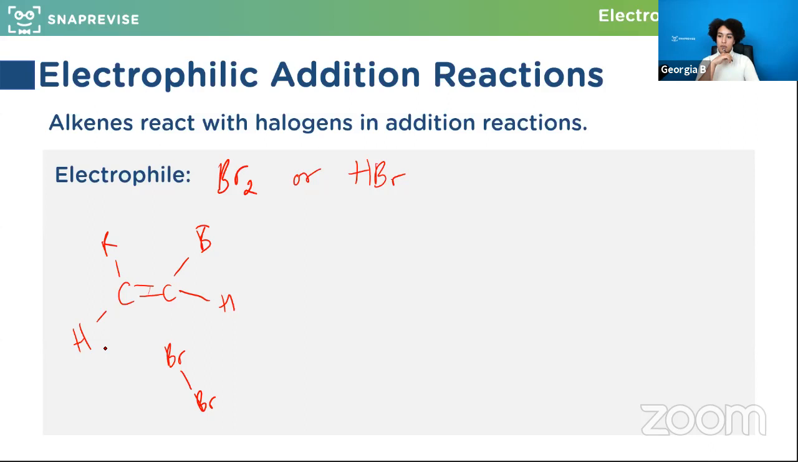Any ideas? What is the first sort of thing I want to make sure I've got in my diagram before I even think about curly arrows? Yeah, my dipoles. So if I've got this bromine, the bromine closest to the alkene, what partial charge is it going to have?